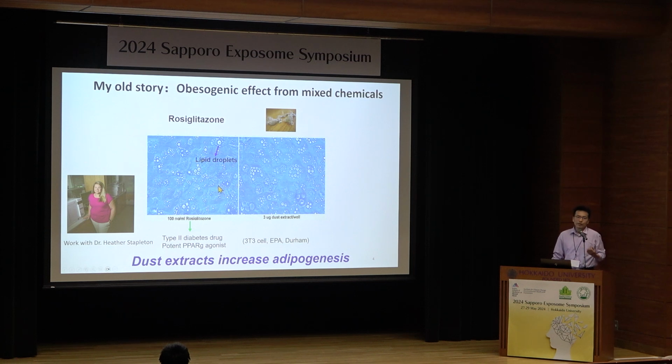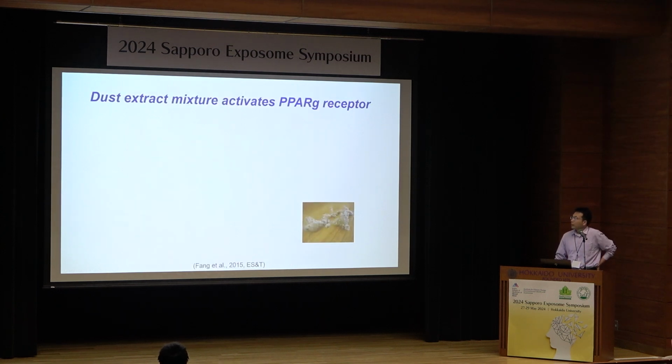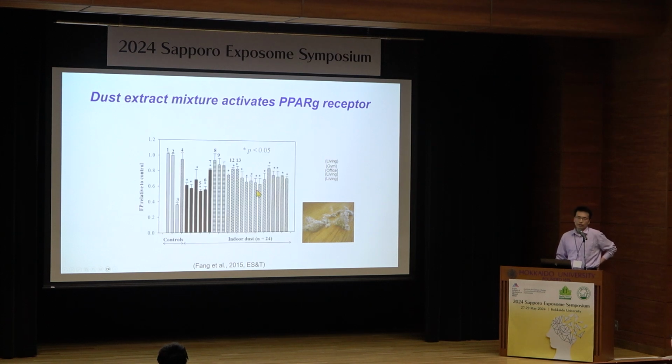I decided to take this as my PhD project. And the effect actually is very strong. It's very close to the type 2 diabetes drug, rosiglitazone. So we thought this was very interesting, and we really wanted to figure out the story behind it. We think PPAR gamma might be a possible mechanism to explain this adipogenesis. We have tried different types of dust, and we got lots of positive results from dust from different places. So it's very exciting.